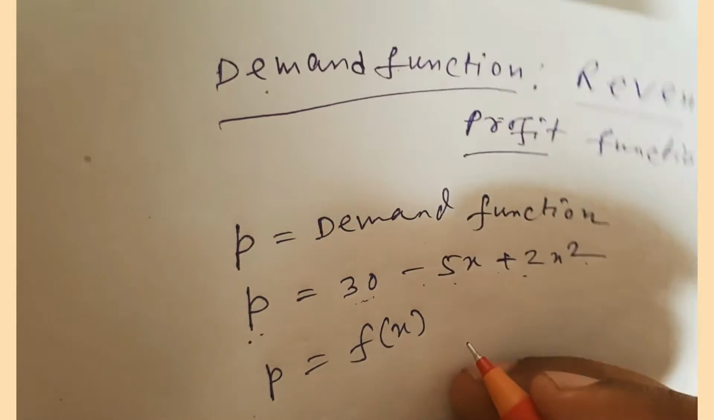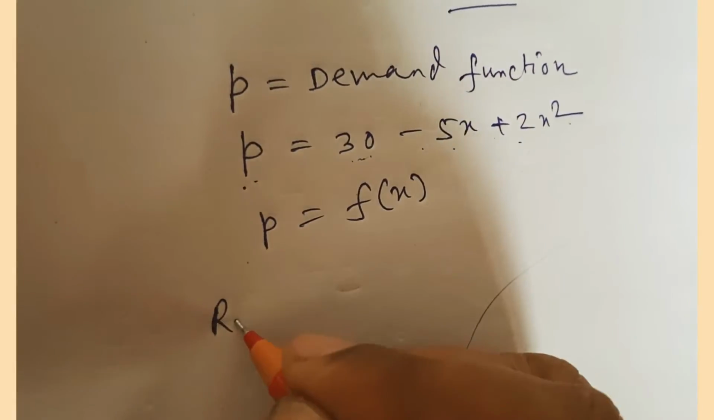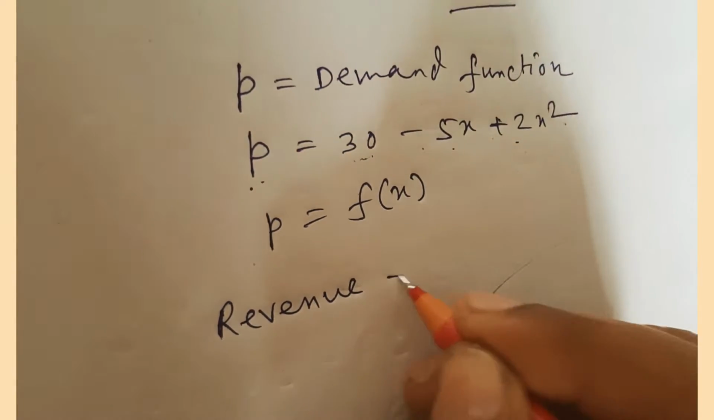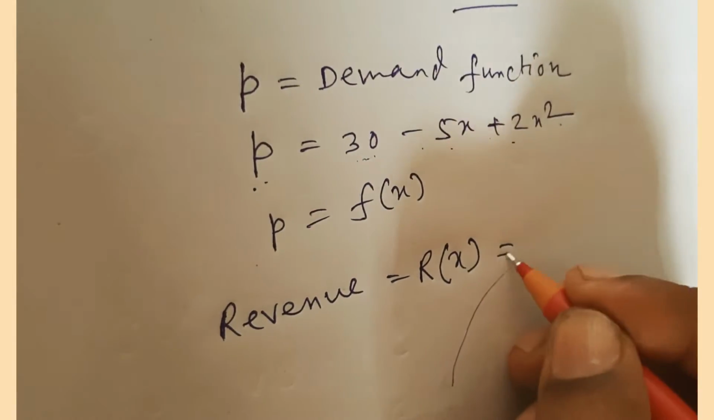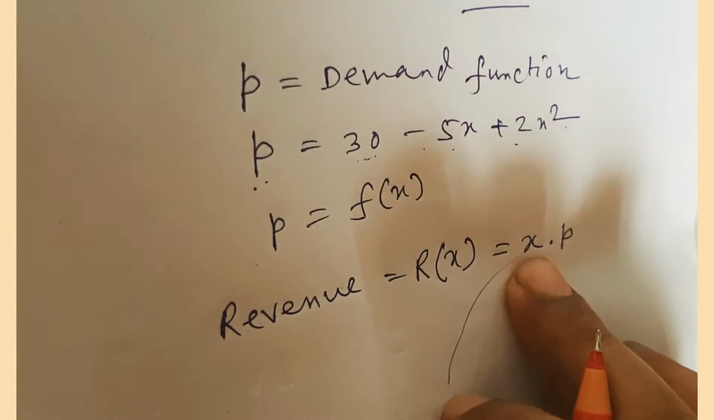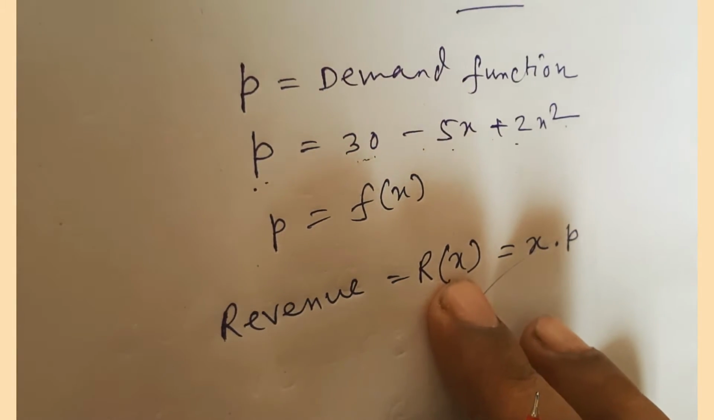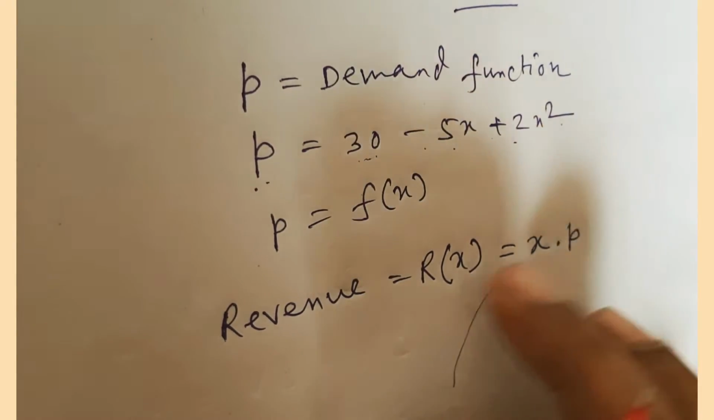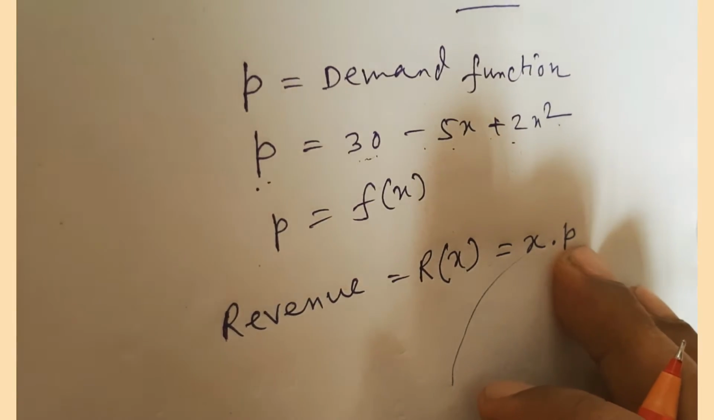Now I am telling what is the revenue function. Revenue function is denoted as capital Rx. Capital Rx is equal to x into small demand p. X into demand is called a revenue function. The x into demand function is called a revenue function.